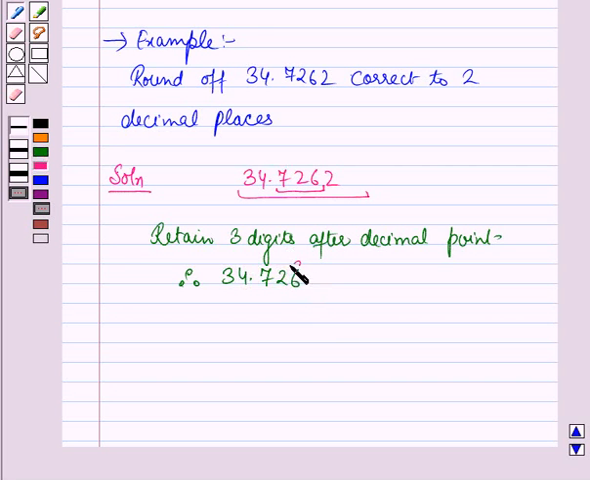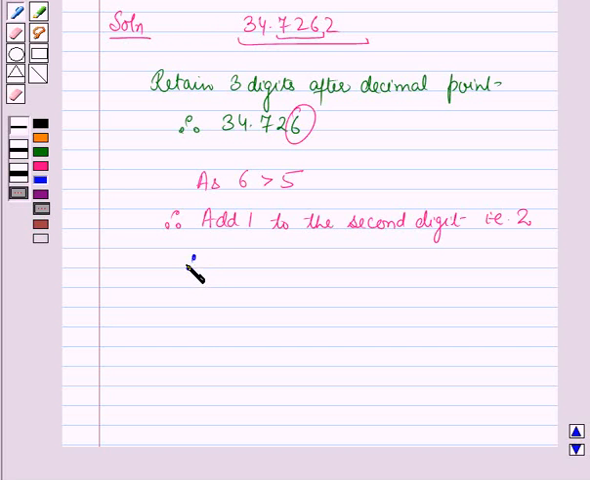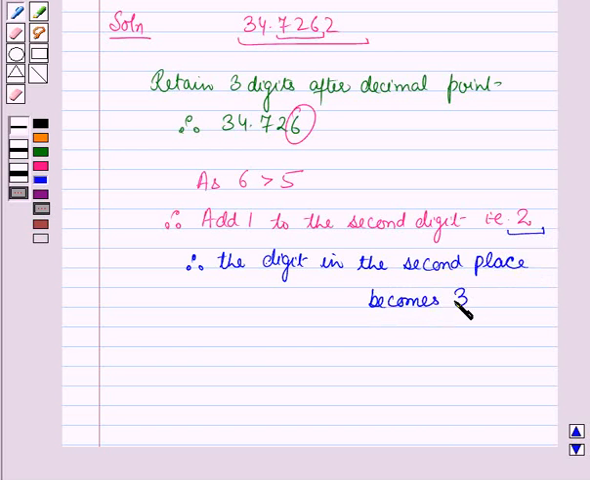Now the extra digit retained is 6, which is greater than 5. So as 6 is greater than 5, therefore, we will add 1 to the second digit after the decimal point. That is 2. Therefore, the digit in the second place after the decimal point becomes 2 plus 1, which is 3. Therefore, 34.7262 is equal to 34.73, correct to 2 decimal places.